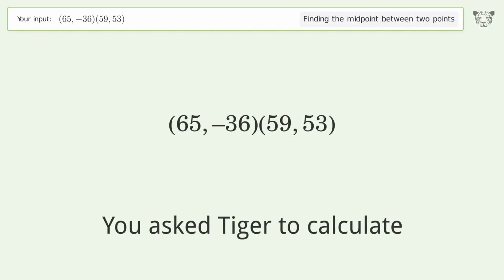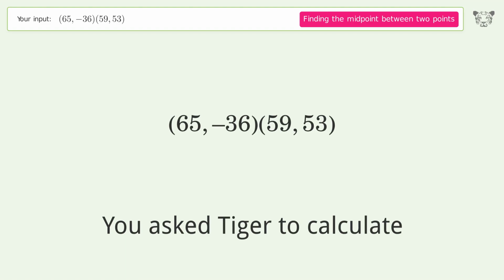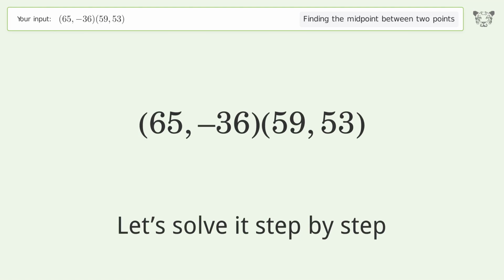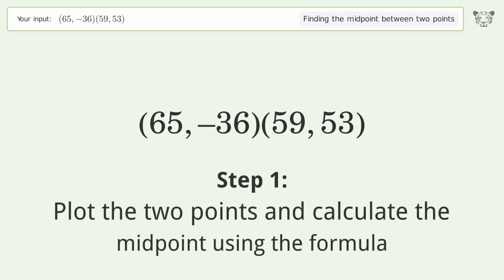You ask Tiger to calculate. This deals with finding the midpoint between 2 points. The midpoint between the 2 points is 62, 8.5. Let's solve it step by step. Plot the 2 points and calculate the midpoint using the formula.